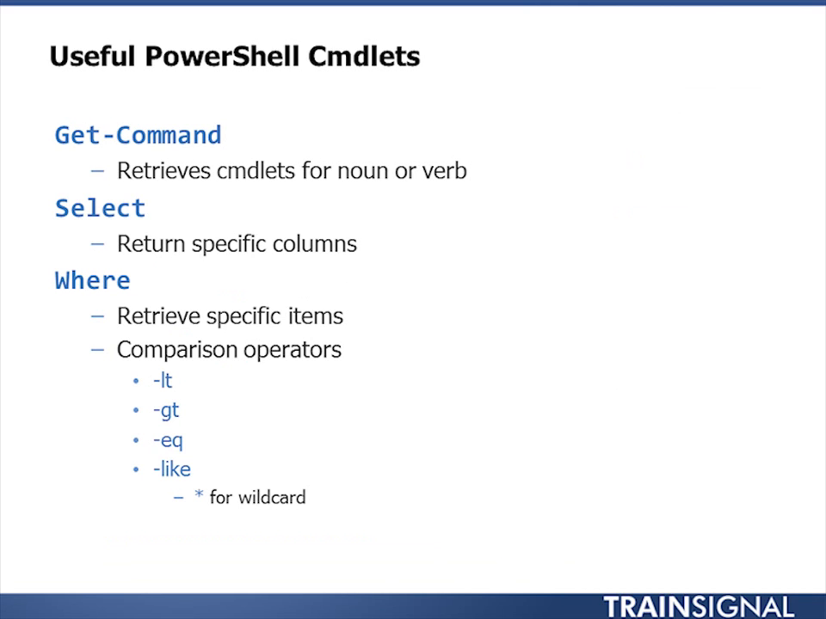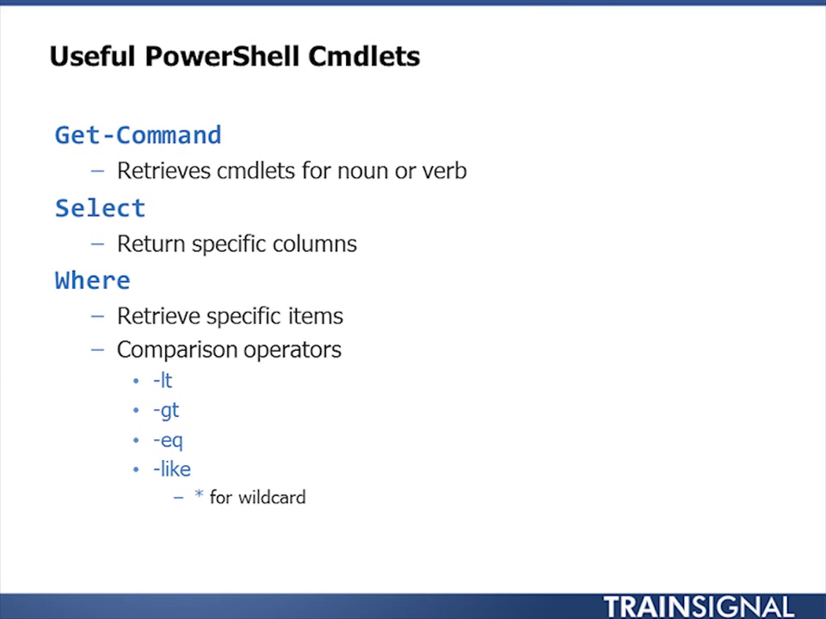Now if you haven't worked a whole lot with PowerShell, there are a couple of things we want to cover just to make sure we're on the same page. First of all, a couple of commandlets that'll help you out. Get-Command will retrieve commandlets for a specific noun or verb. We've got Select, which will give us back specific columns, because when we grab a series of objects, they may have a whole host of different properties. So I may only want to display certain properties, and Select will allow me to very easily do that.